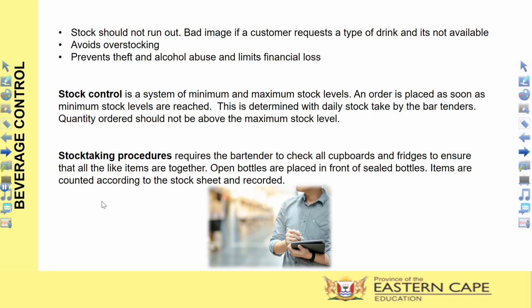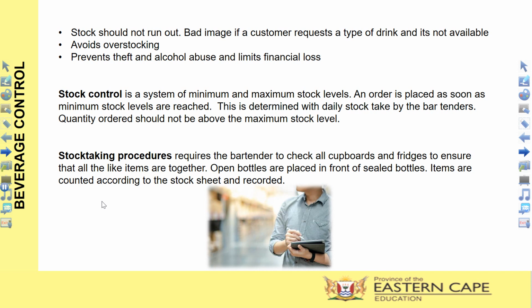The bartender conducts a stock taking procedure where they check all the cupboards and fridges to ensure that all the items are together. You will not put your vodkas separated from the other vodkas, so all the wines will be together, all your spirits will be together, all your cordials will be together, all your squashes will be together, etc. If they are open bottles, they must be placed in front of the sealed bottles. Items are counted according to the stock sheet as well as recorded.